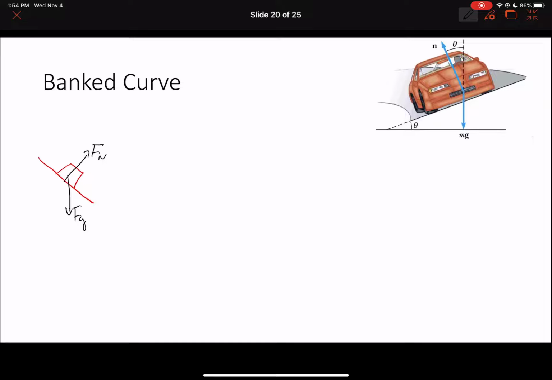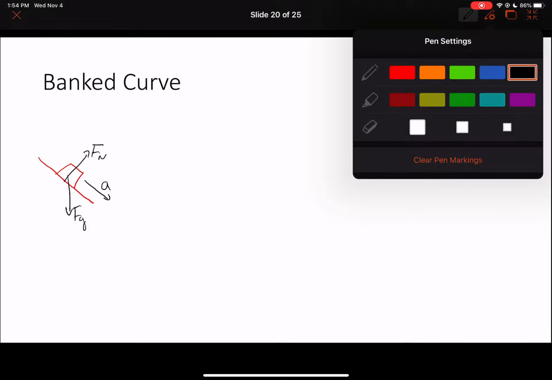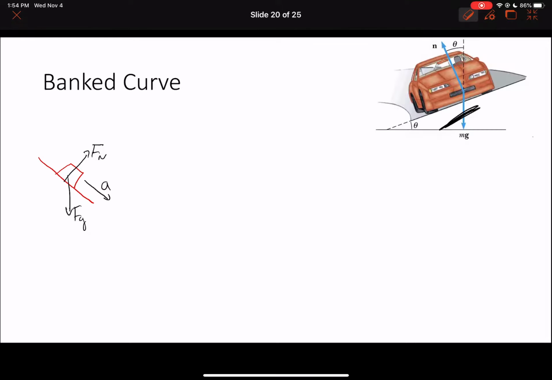We only did that last time because our acceleration was down the ramp, right? Our box was sliding down the ramp, therefore we wanted to tilt our axis. But guess what? In this case, our car is not sliding. It's just moving in a circle. It's moving flat. And so we don't want to tilt our axis at all because our acceleration is actually towards the center. We're turning this way.